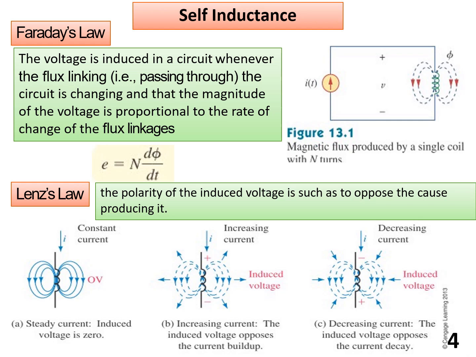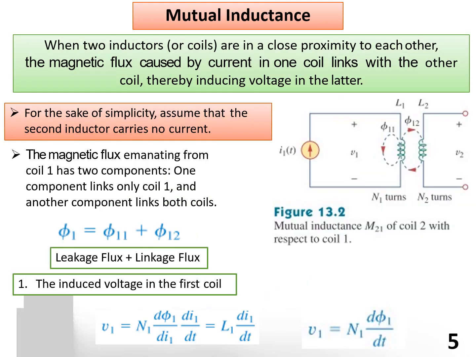If the current flowing through the coil changes, the flux produced in the coil also changes, and hence the flux linkage also changes. According to Faraday's law, due to the rate of change of flux linkage, there will be an induced EMF in the coil. This phenomenon is called self-induction. The EMF or voltage induced in the coil due to the change of its own flux linked with it is called self-induced EMF.